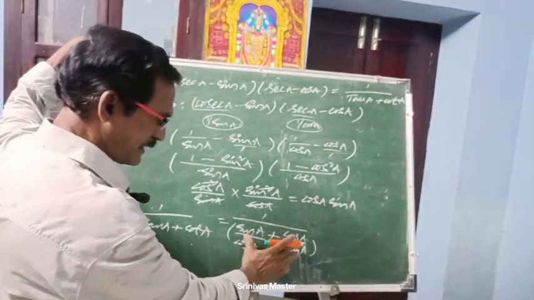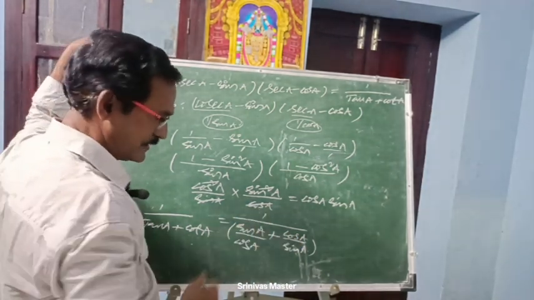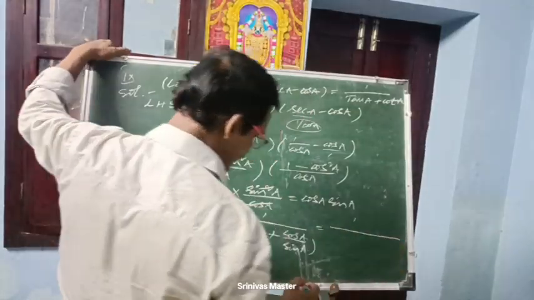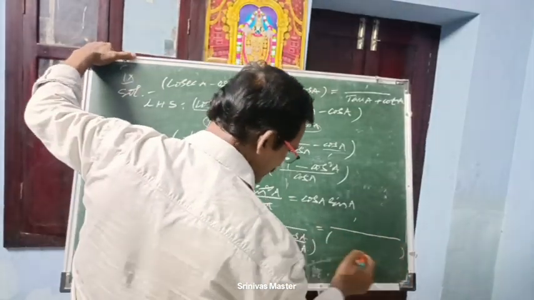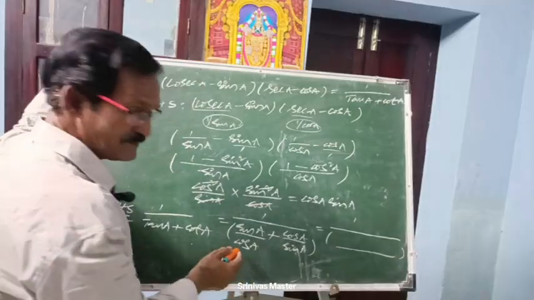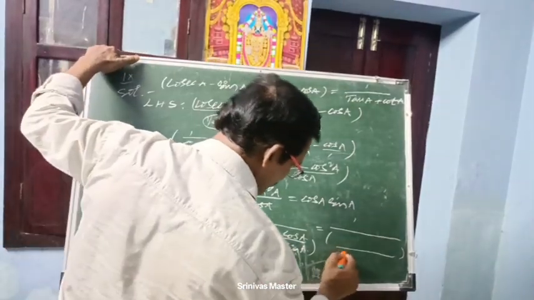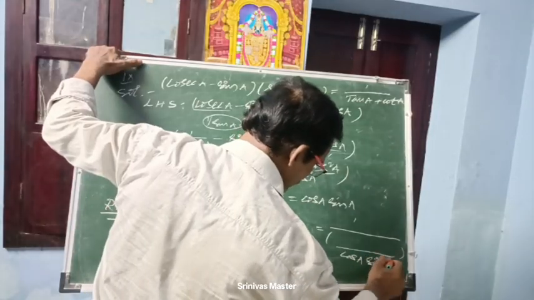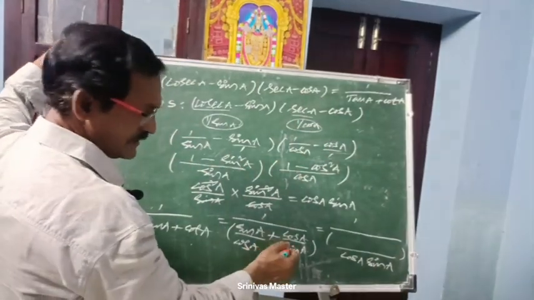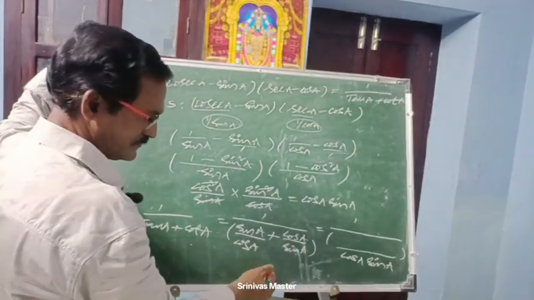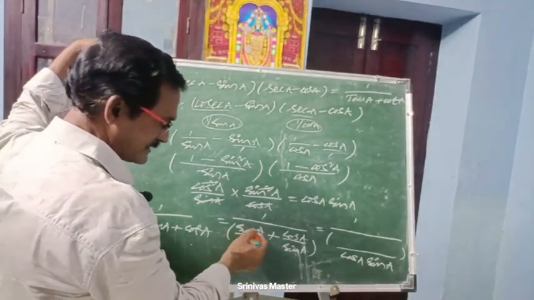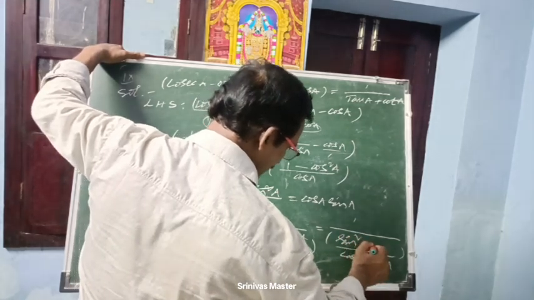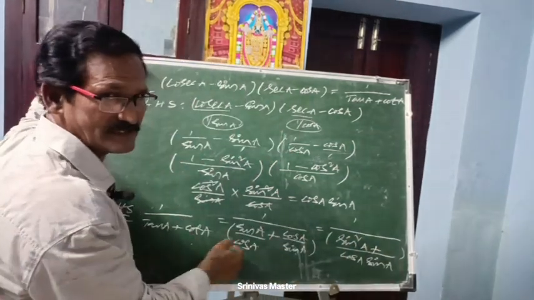See now, only this bracket has to be simplified. The numerator as usual will be, there is no change in the numerator. See, children, only the denominator bracket you are simplifying. What is the LCM? Cos A sin A. Now both are multiplications, so directly do the cross multiplication. Sin A into sin A, sin square A, plus cos A into cos A, cos square A.